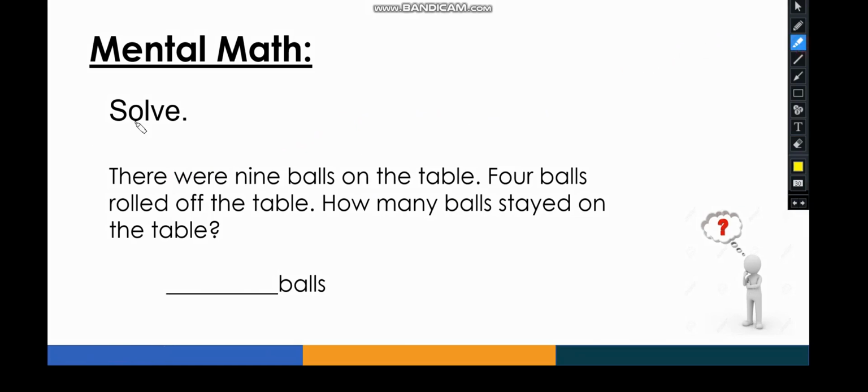Okay? Now, there were 9 balls on a table. 4 balls rolled off the table. How many balls stayed on the table? Imagine this is the table and put here 9, 2, 3, 4, 5, 6, 7, 8, 9. 4 rolled out on the table. How many balls stay here? Get the answer directly. It's a very easy grade 2. I know that you can answer and finish now. It's very easy.